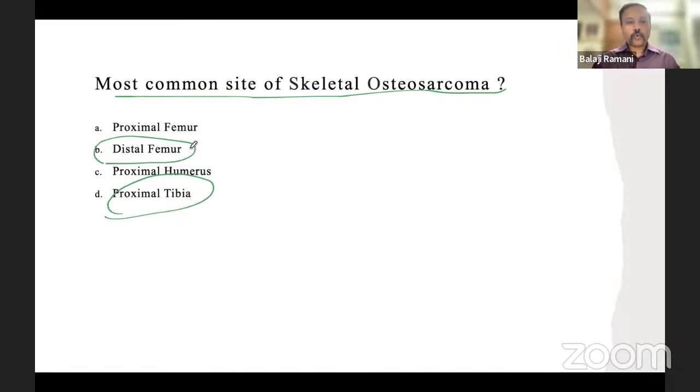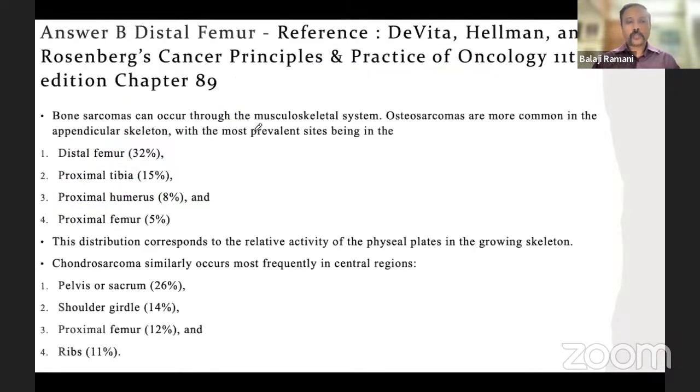Now, the most common primary bony sarcoma is going to be your osteosarcoma, and the most common location is going to be the distal femur. The second most common site is going to be your proximal tibia.